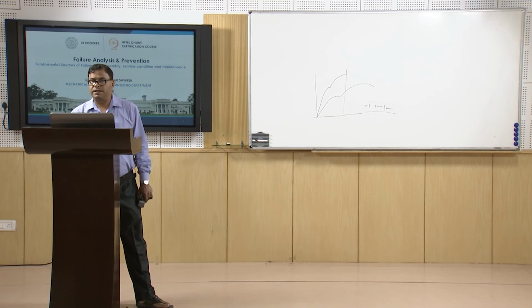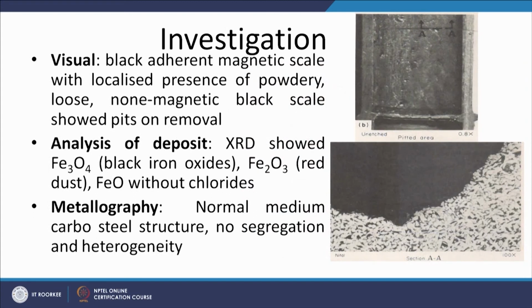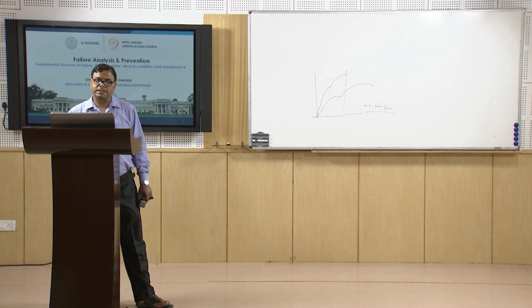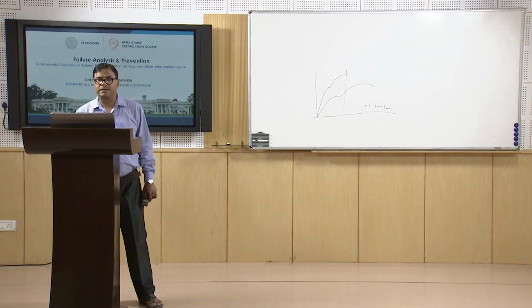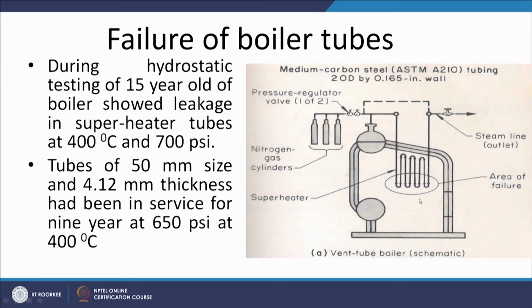Medium carbon steel was used for making the superheater tubes, which had a wall thickness of 0.165 inch, about 4.12 mm, and a tube diameter of 50 mm. This was the arrangement. For regular maintenance of this system, an annual shutdown was taken. The regular maintenance was carried out annually for 9 years, and during it they would open it up and clean it properly. After the regular maintenance they would put it on a trial run, and after a successful trial run it would be operated for normal operation.